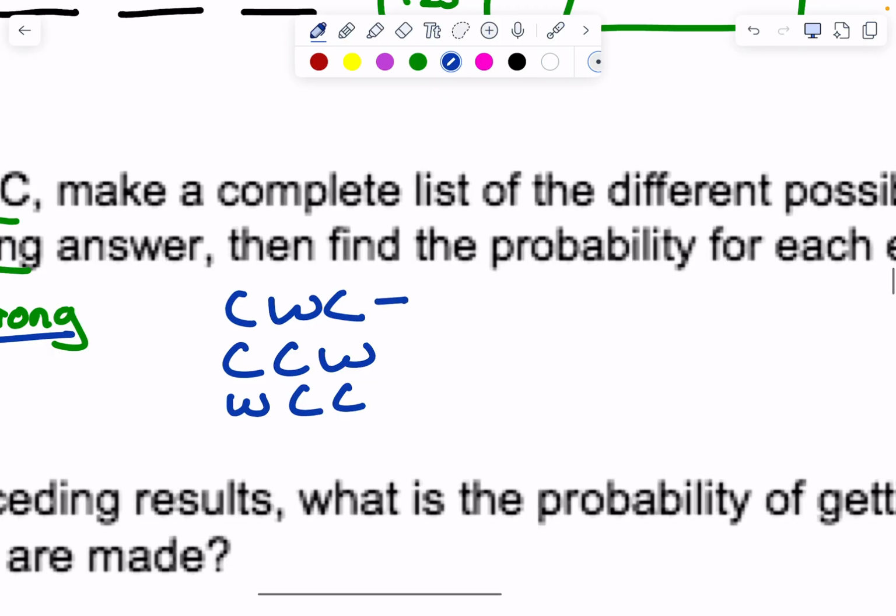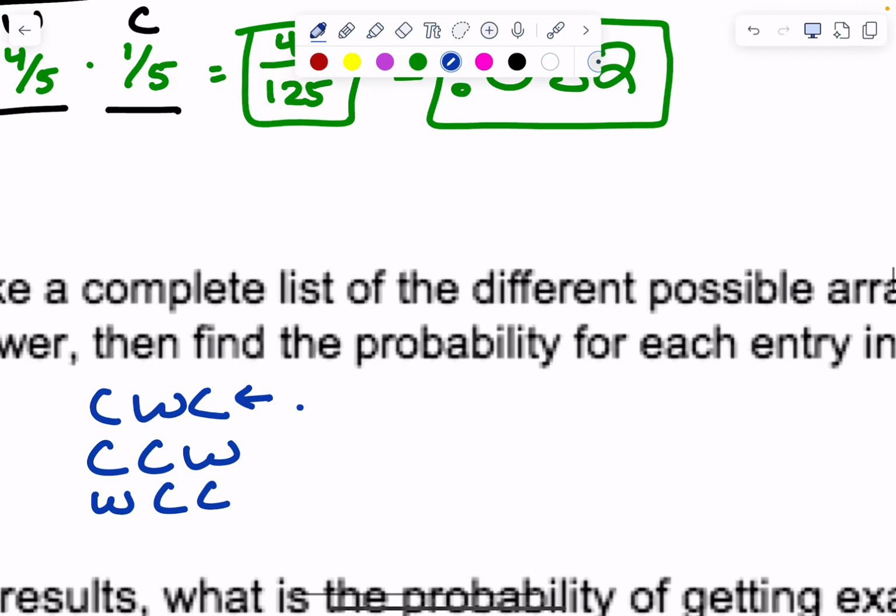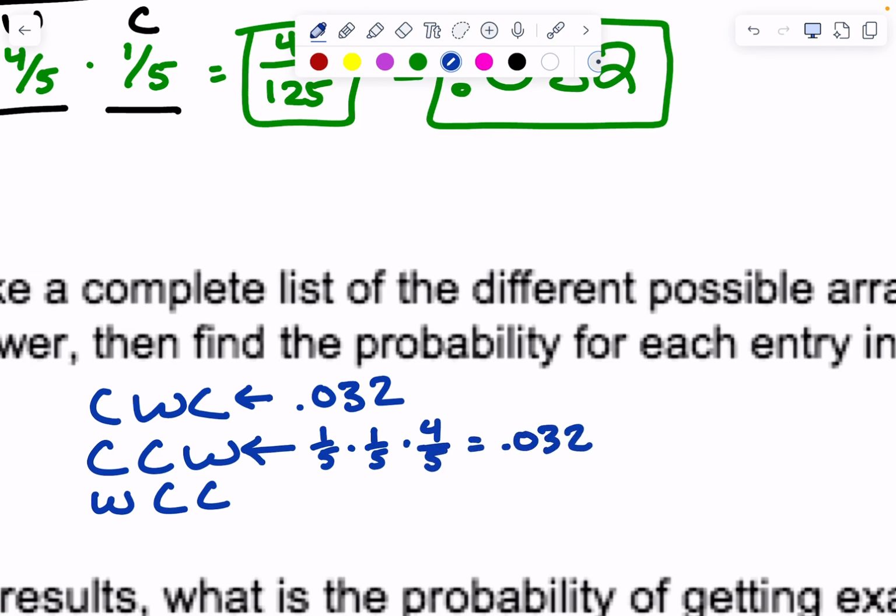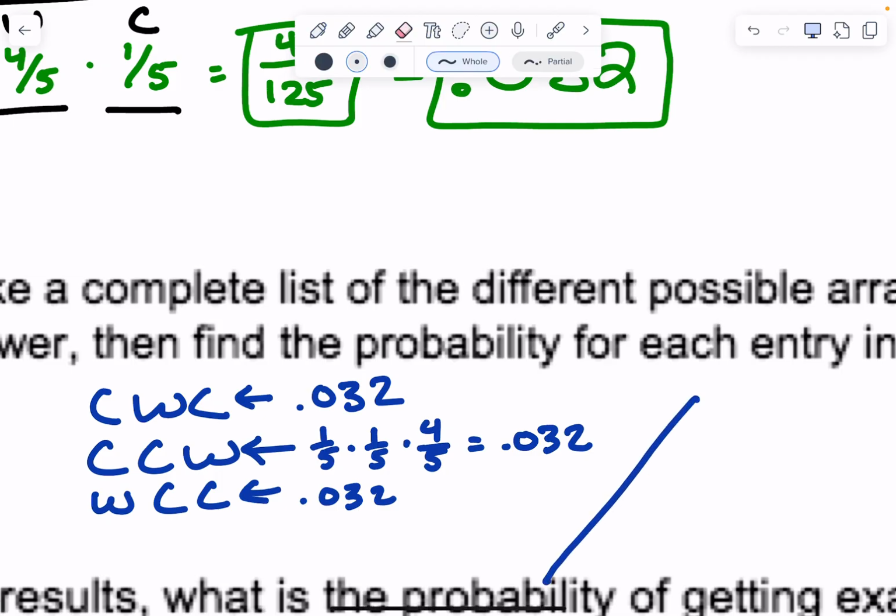So we just said this one had a probability of 4 over 125, or let's go with the decimal. That one had a probability of 0.032. What's the probability of the second combination happening? Is it not the same? Yeah, because it would be 1/5 times 1/5 times 4/5 again. Isn't that going to be 0.032 again? What about the third one? Wrong, correct, correct. Also 0.032.